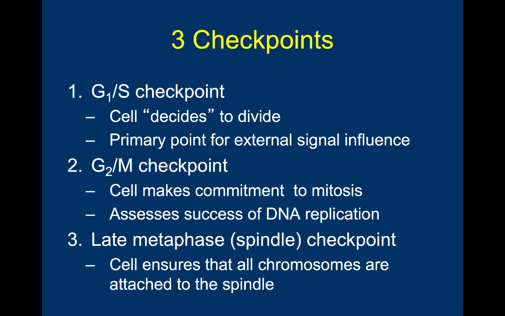That's also a checkpoint. If we have chromosomes lining up incorrectly, if we have, for example, two chromatids on the same side of the metaphase plate, then again, that cell could be fixed, chromosomes corrected, or if that doesn't work, then the cell can be destroyed as well.